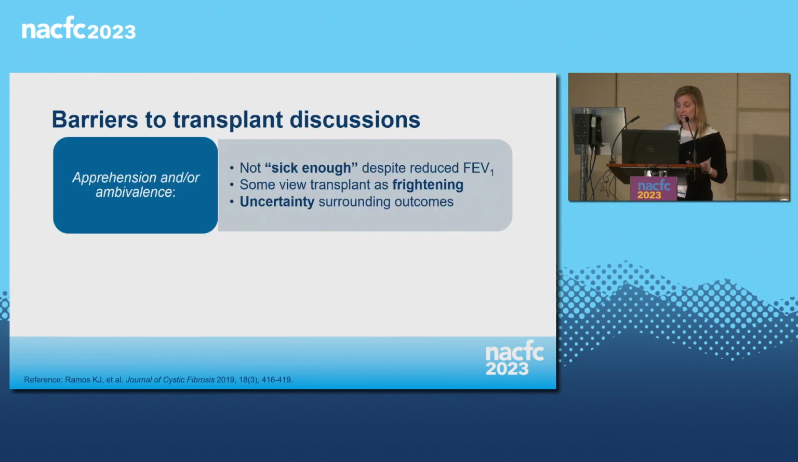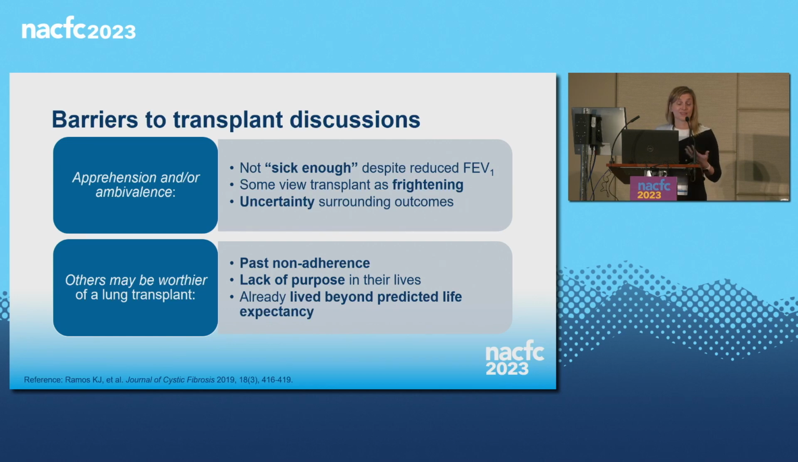People with CF may feel apprehension and/or ambivalence about lung transplant if they don't feel sick enough despite having a reduced FEV1. Some view transplant as frightening, and there's a lot of uncertainty surrounding outcomes, particularly post-transplant survival and complications. Some people think that others may be worthier of a lung transplant, and that's partially related to self-identified declines in health that could be related to past non-adherence. Also, a lack of a sense of purpose in their own lives, not yet having a family or not being able to hold a steady job were examples that people brought up to say that maybe they don't deserve to get a transplant because they're not contributing enough to society.